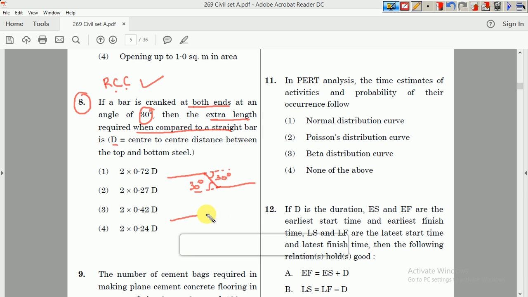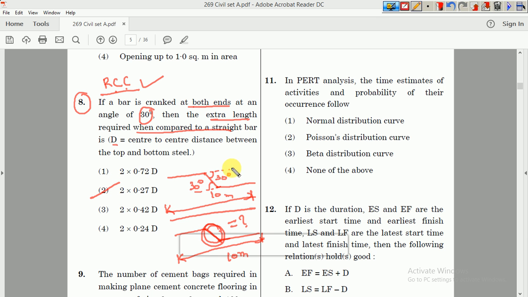the straight bar. If this is a straight bar, if it is cranked like this, what is the extra length? For example, just take it as 10 meter. The same distance from here to here is again 10 meter. Because of this cranking, what is the extra length that you need to provide? That is what they are asking. If you are familiar with the RCC concept, then you can easily answer this. The answer for this question is 2.